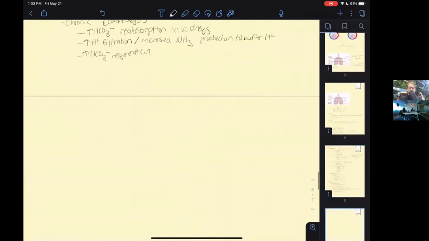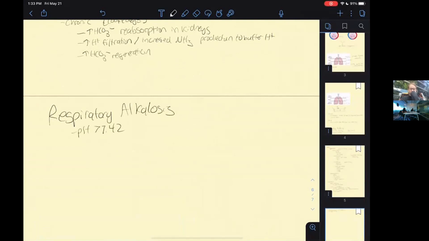Okay. And then finally, respiratory alkalosis. So for this one, by definition, you should have a pH over 7.42. And usually it's just due to a decreased PCO2 in the blood. And usually your resp rate is usually under 25, because usually you're hyperventilating in this case to try and get as much CO2 out of your lungs for some reason. And general compensation is just a decrease in HCO3 in the kidneys.